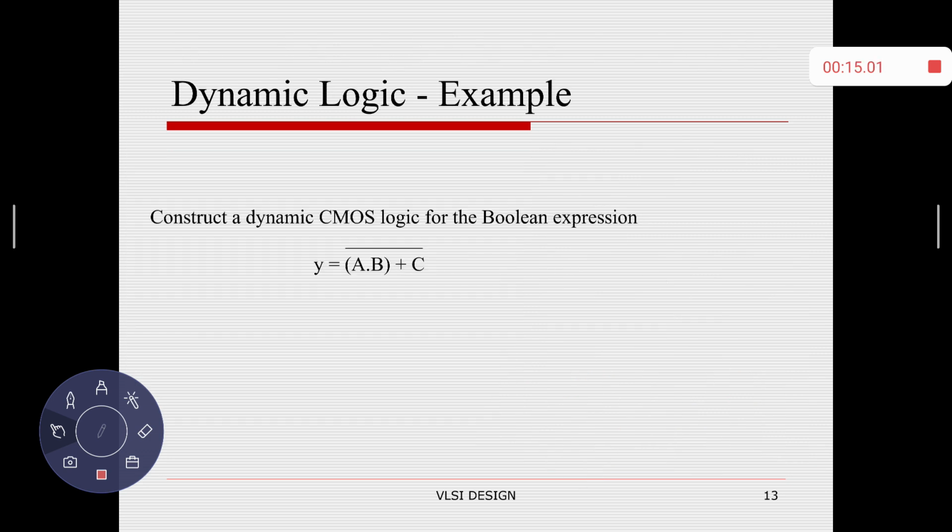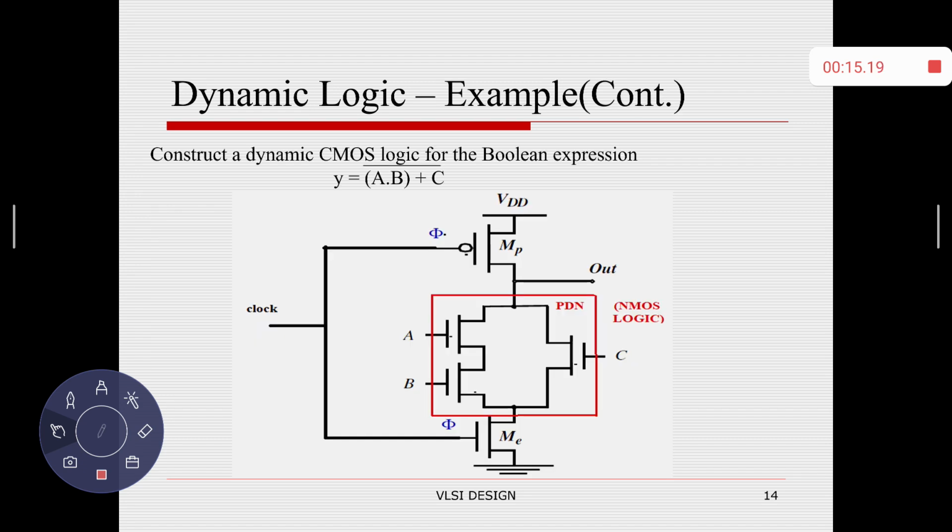So how do I connect them, series or parallel? According to the given expression A dot B, since it is a product term, A and B should be connected in series, and this series combination will be in parallel with input C. So this is the dynamic CMOS logic structure for the given expression Y equals A dot B plus C. With 3 inputs, in the position of the NMOS logic, I place 3 transistors in which A and B are connected in series and C is connected in parallel. The junction of the pull up transistor and the pull down network is taken as the output.